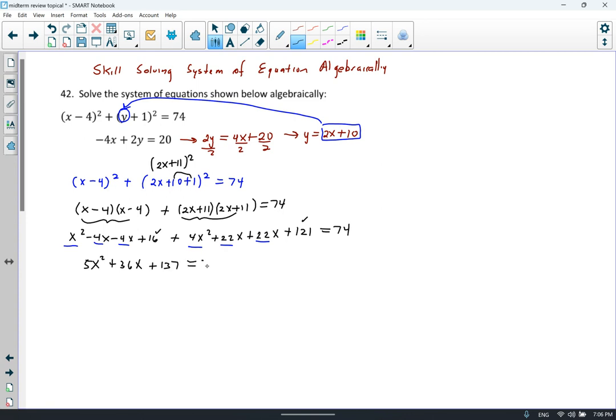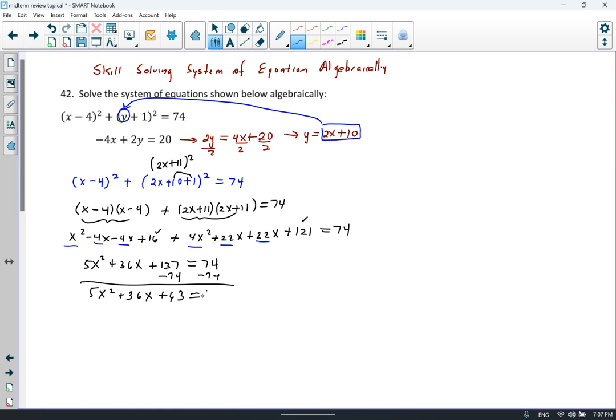Now, sometimes I find that students do great up until this point, and then they forget to make sure that the equation is in standard form, meaning they forget to subtract 74 from both sides and to make sure that the right-hand side is 0. But we're going to make sure to do that. 137 minus 74 is positive 63.